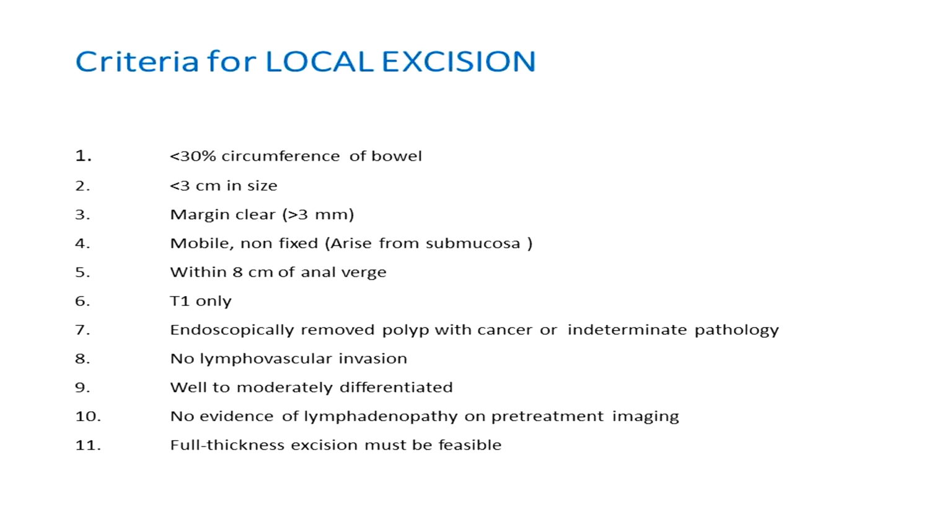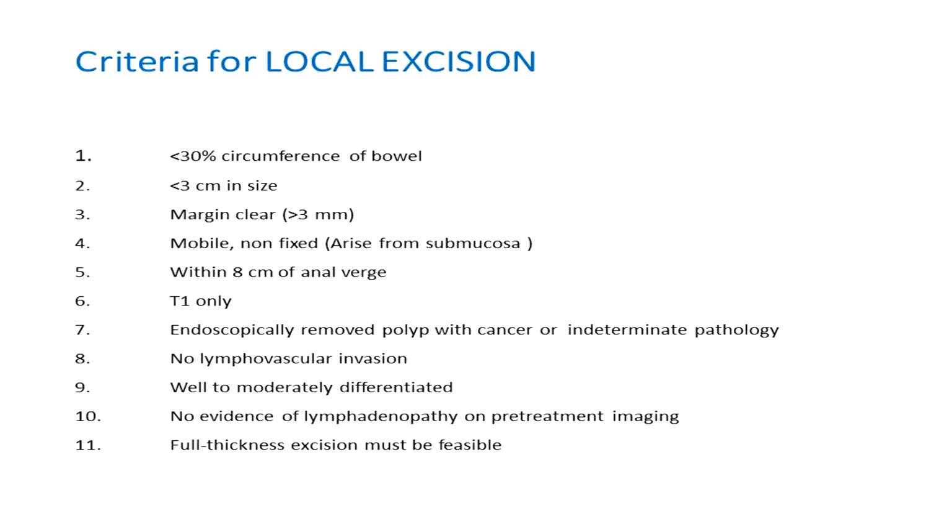So what is the criteria here? That means what are the indications of local excision? If the tumor is involving less than 30% circumference. Why less than 30%? क्योंकि अगर more than 30% रहेगा और अगर आप उसको एक्सेस करके क्लोज करने के लिए जाओगे, so patient will end up with stricture. Okay, so the circumference has to be less than 30%. Size should be less than 3 centimeter. It should have a clear margin of more than 3 millimeter.